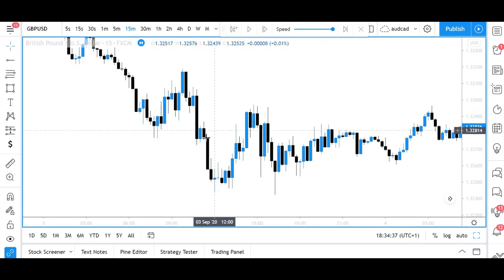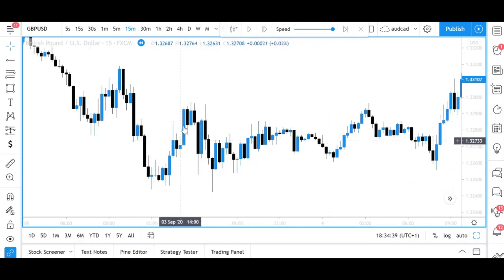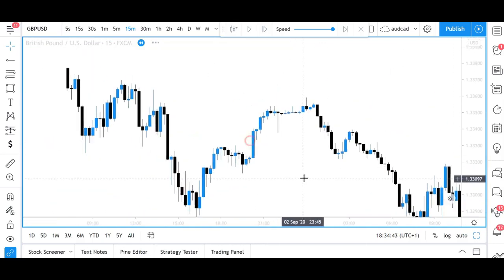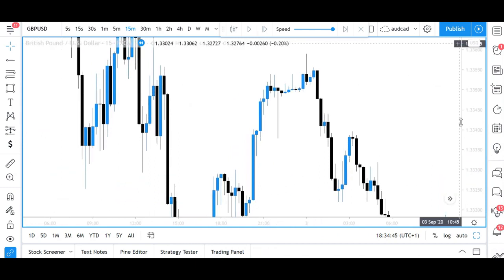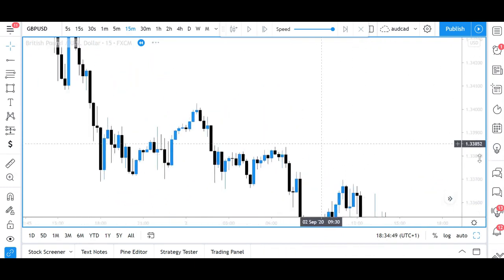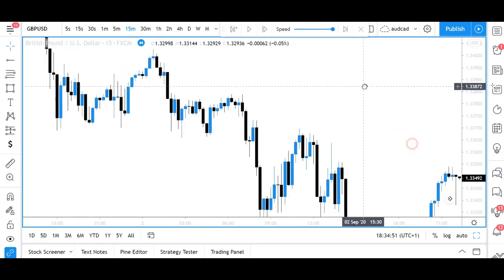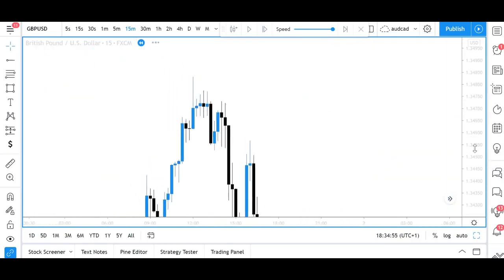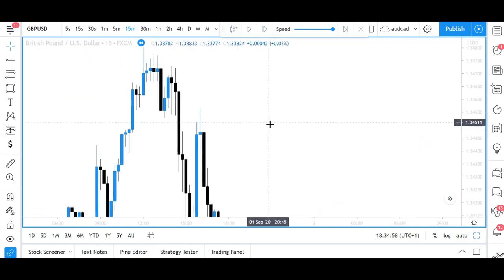No, that's a clear one. Clear one. Let's have a look here. Another clear one. Normally there's quite a few, to be honest. Clear one, clear one, clear one. Okay, so for example, there's another one.